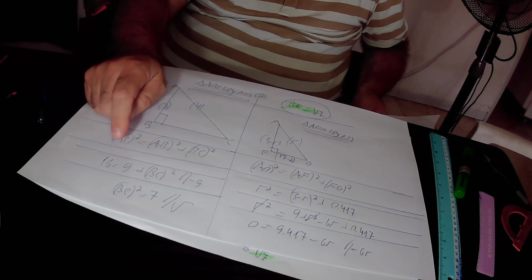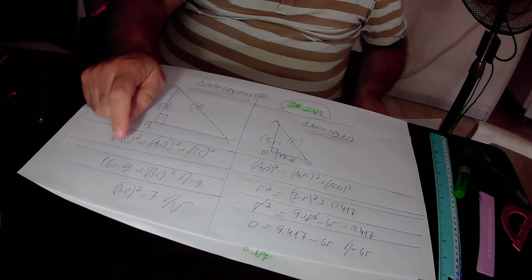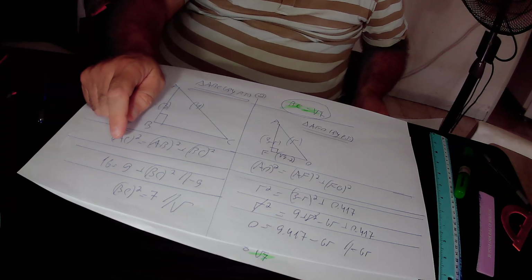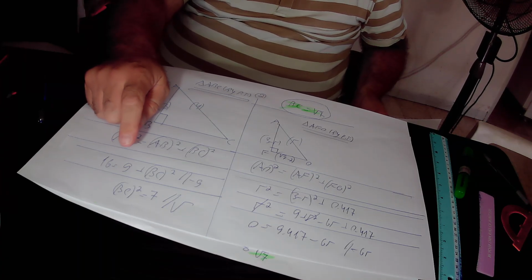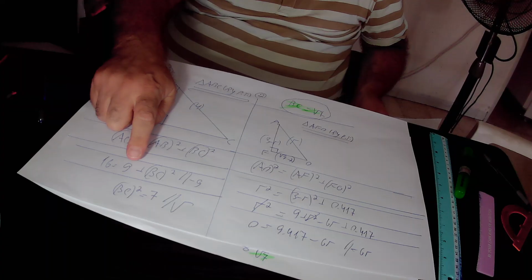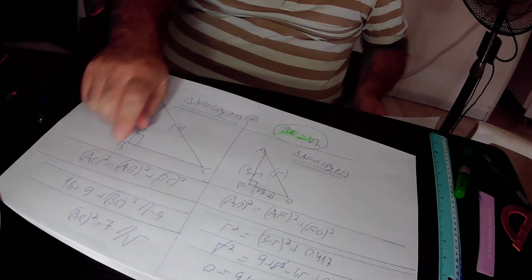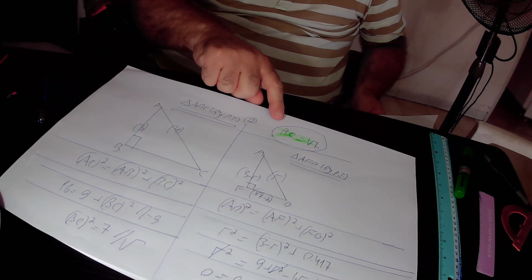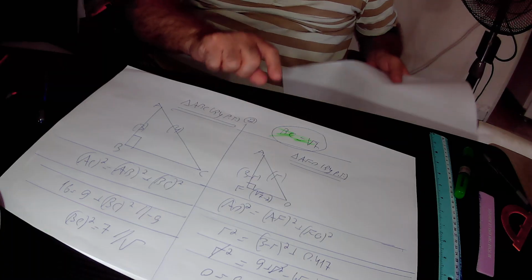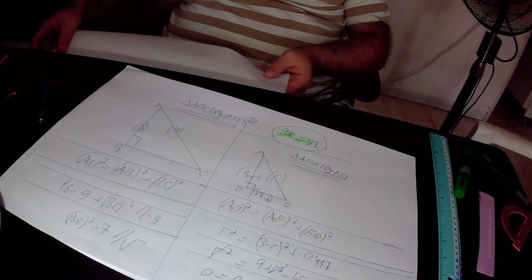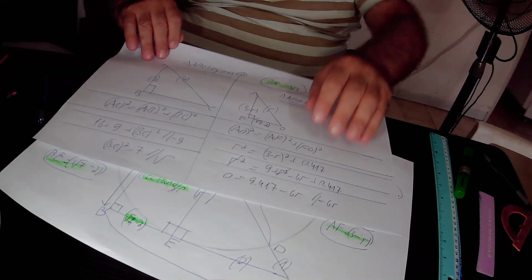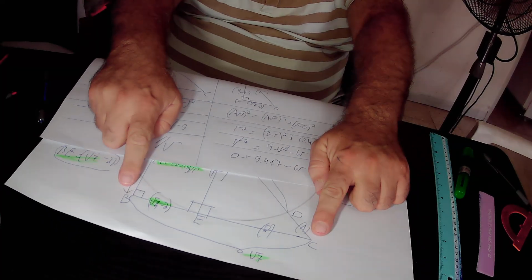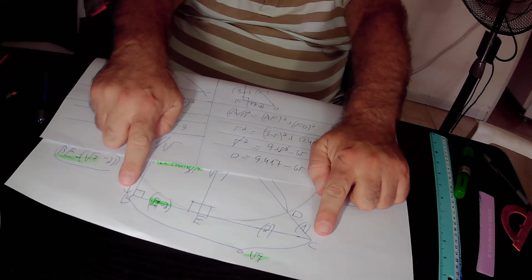Subtracting 9, we find that BC squared equals 16 minus 9, that is 7. Taking the square root, the missing side BC equals the square root of 7 units in length.